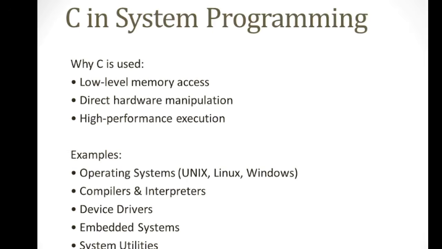C in system programming. C plays a major role in system programming because it allows programmers to directly interact with hardware and system memory. For example, operating systems like Unix, Linux and parts of Windows are written in C. It's also used in writing compilers, interpreters, device drivers and embedded system software for microcontrollers. In short, C bridges the gap between software and hardware.